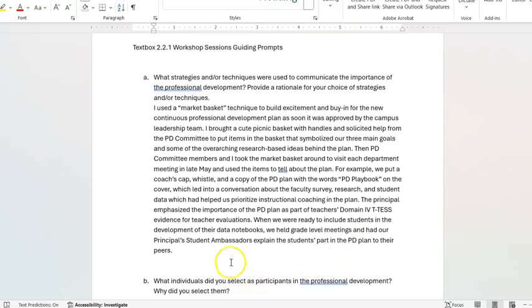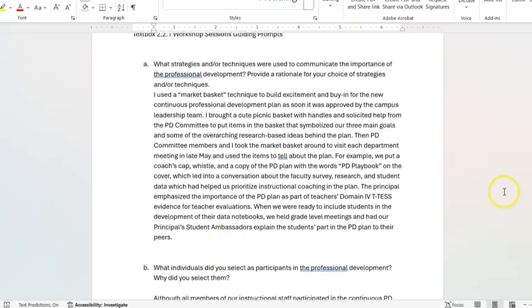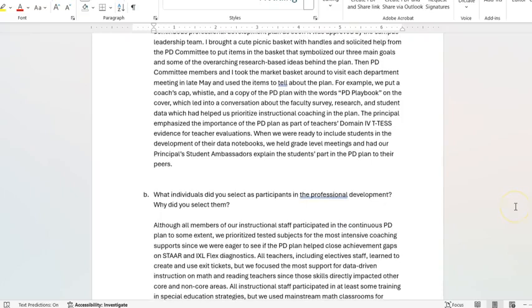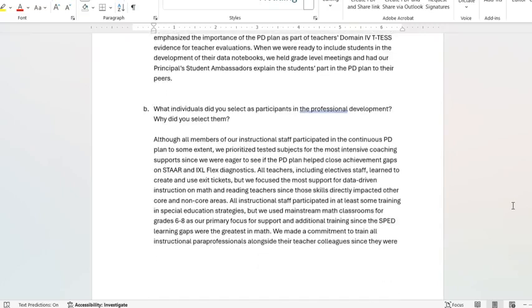But I also threw in the part at the end where the student ambassadors would explain the students' part to their peers. I don't know that you would really need that. And I don't know that in this particular task I made a big deal out of the students' part, but I did in task 1. And anytime you can include older students in the work, I always think that's just a nice touch in real life.